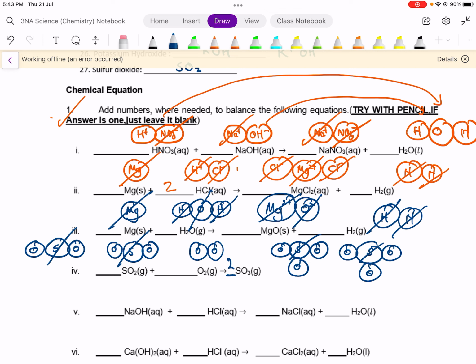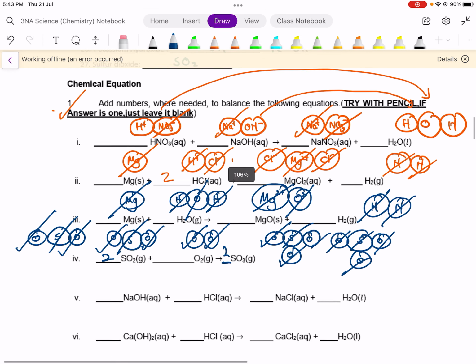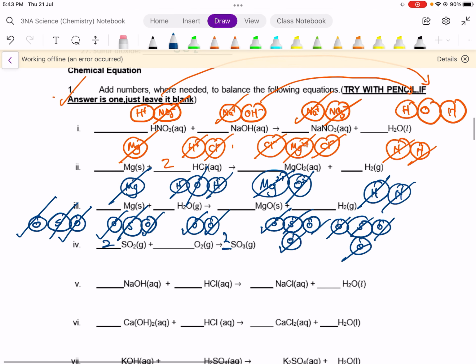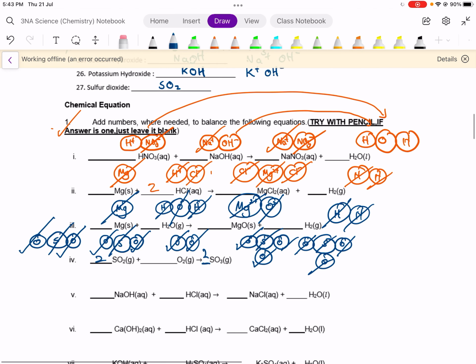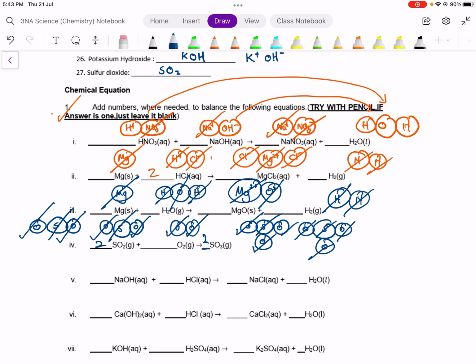And then you see, on the left, how many oxygen? 1, 2, 3, 4, 5, 6. On the right, 1, 2, 3, 4, 5, 6. Steady. Okay, all balanced here. Put a 2 over here, SO2, to balance everything. Alright, let's look at part V.